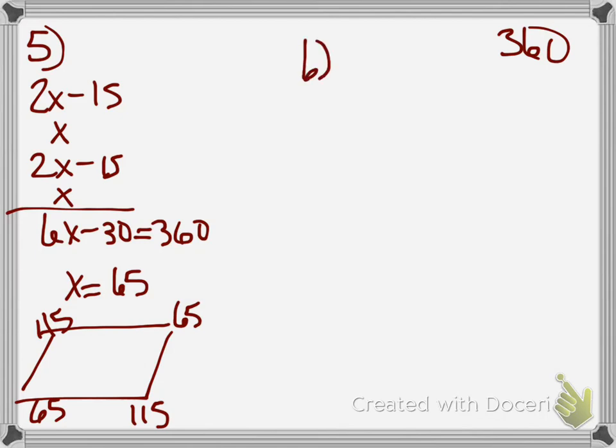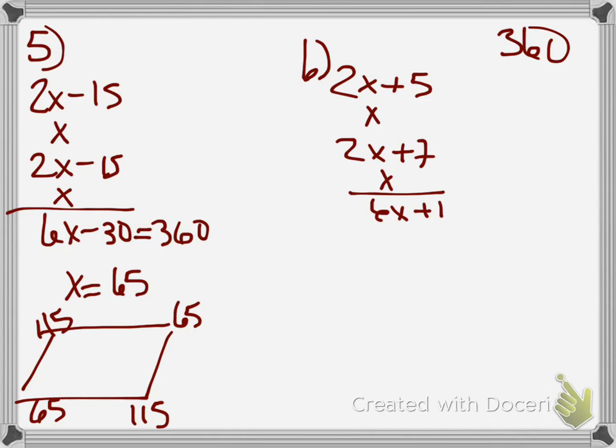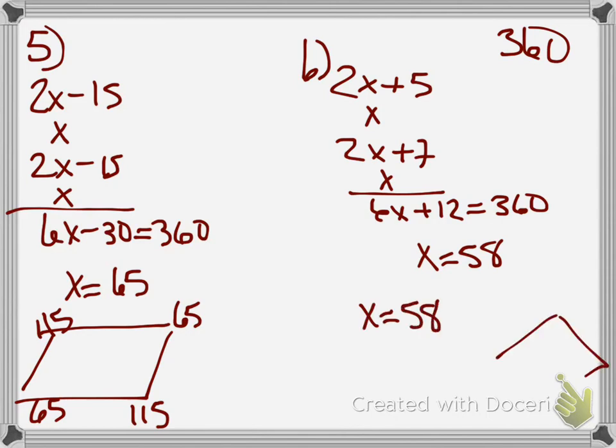On number 6, same thing. We're going to say 2x plus 5 plus x plus 2x plus 7 plus another x gives me 6x plus 12. Set that equal to 360. When we solve for x, we'll end up with 58 because you're going to subtract 12 and then divide by 6. So that means for every x, it's going to be 58 degrees. So in this drawing, we have 58 degrees, 58 degrees, and then you say 2 times 58 plus 5 gives you 121, and 2 times 58 plus 7 gives you 123. That's really about it, but you got to make sure you plug them in.